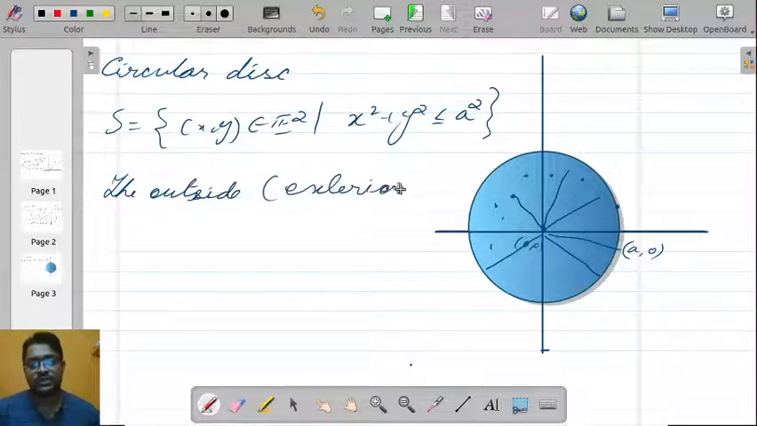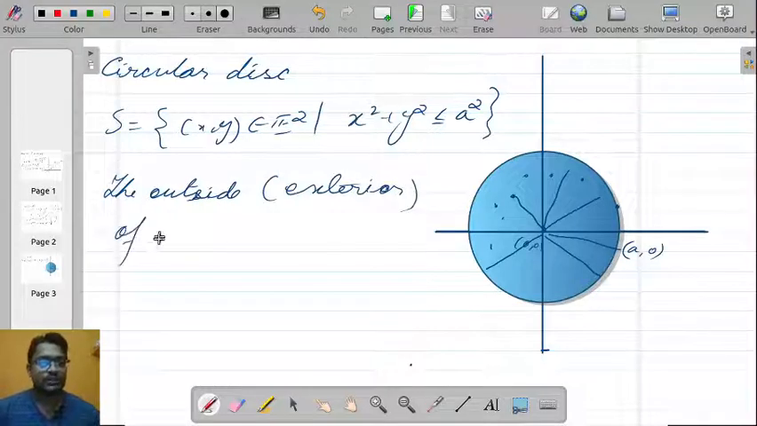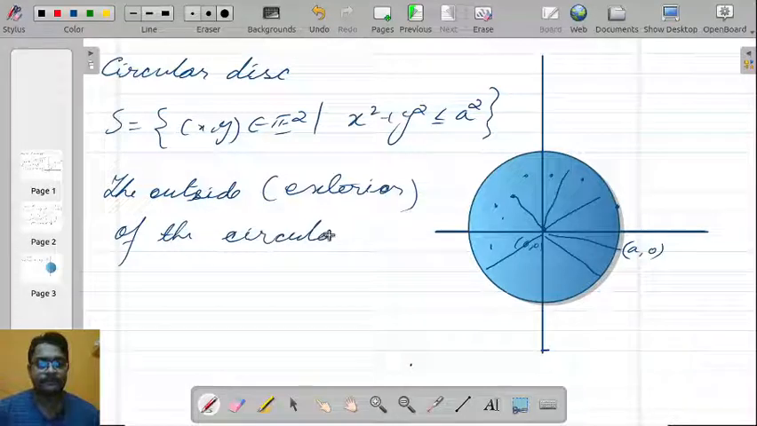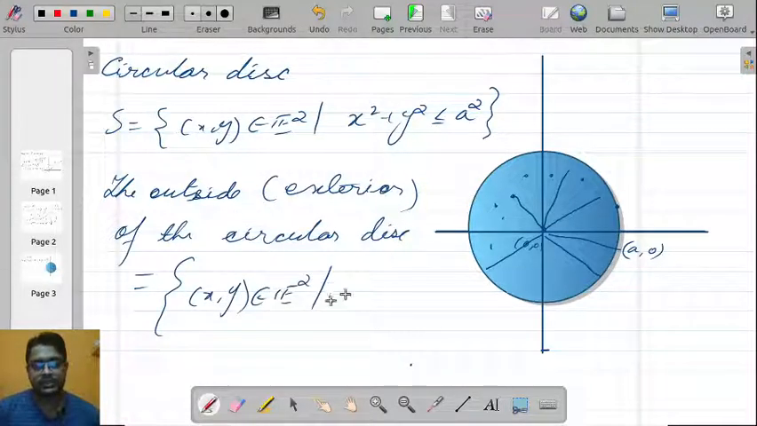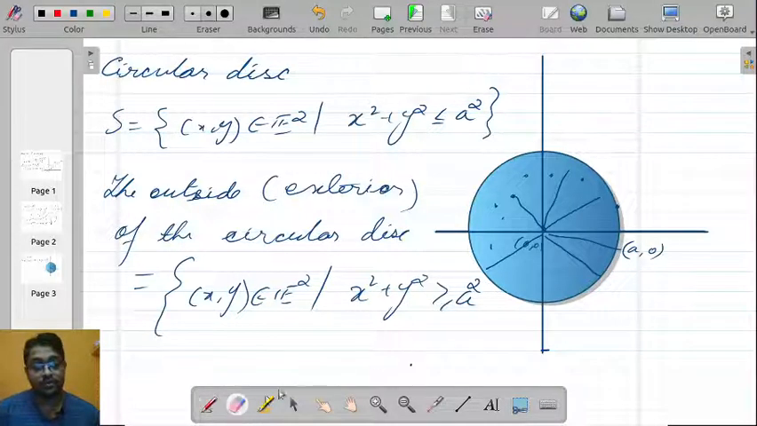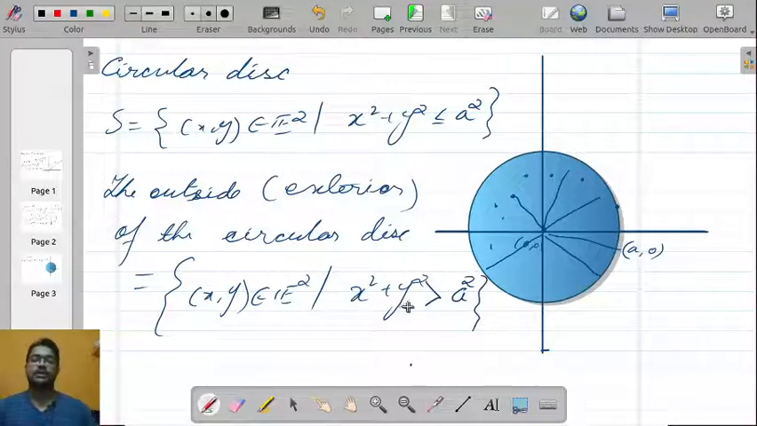Similarly, the outside or the exterior of the circular disc is the set of all those (x, y) in the plane that satisfy x squared plus y squared is greater than or equal to a squared. Sorry, this will not be greater than or equal to, I have written outside. If I write outside or on the boundary, then it is greater than or equal to.